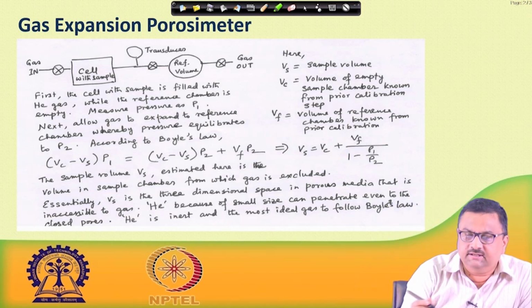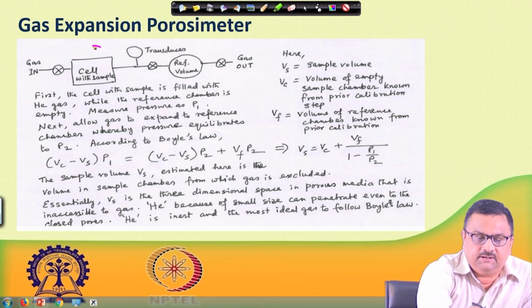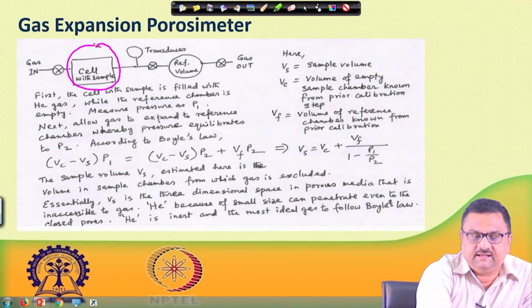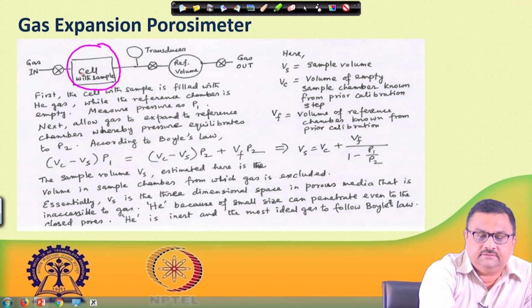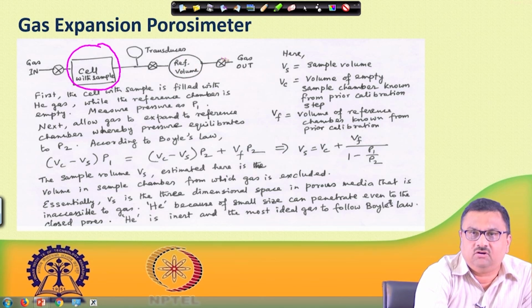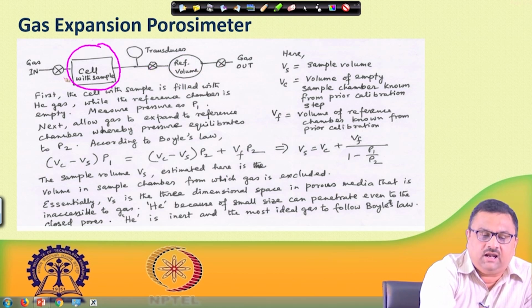What we see here is a cell with a sample. There is one cell here, and this cell contains the porous solid for which we want to measure the porosity, and we know the volume of this cell. First, you create a vacuum in the reference cell: you take all the gas out of it, so there exists vacuum. You close this valve, and then you open this valve so that the gas goes in here.